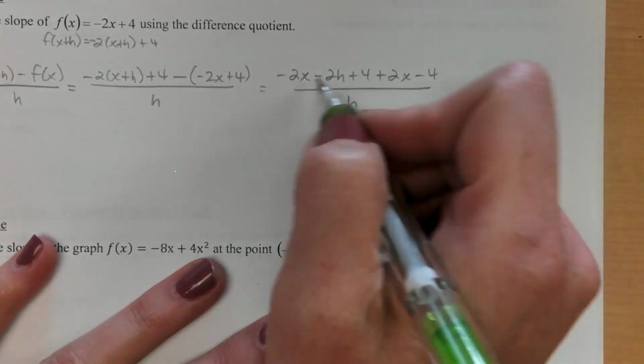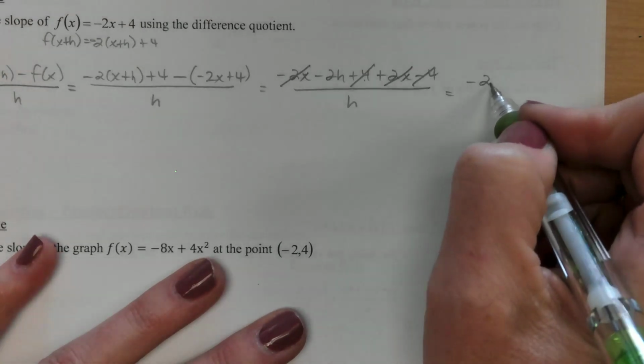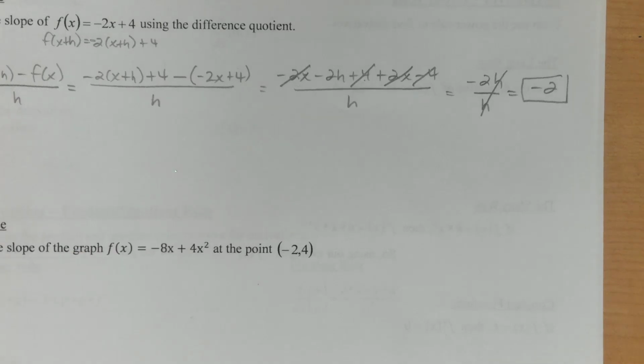And remember, at this point, everything that does not have an h should cancel. So I've got negative 2x, positive 2x. I've got a positive 4 and a minus 4, so I'm left with negative 2h over h, which cancels as well, and I have a negative 2. And you're like, how can that be?